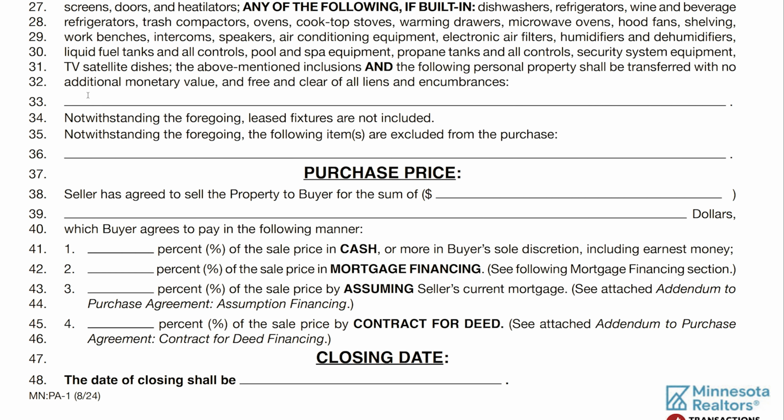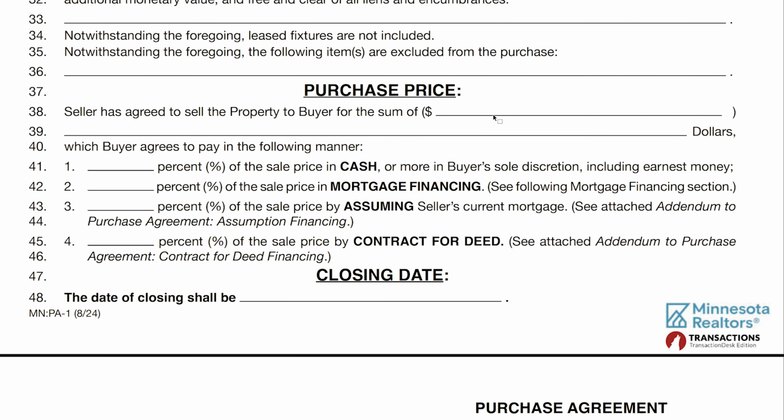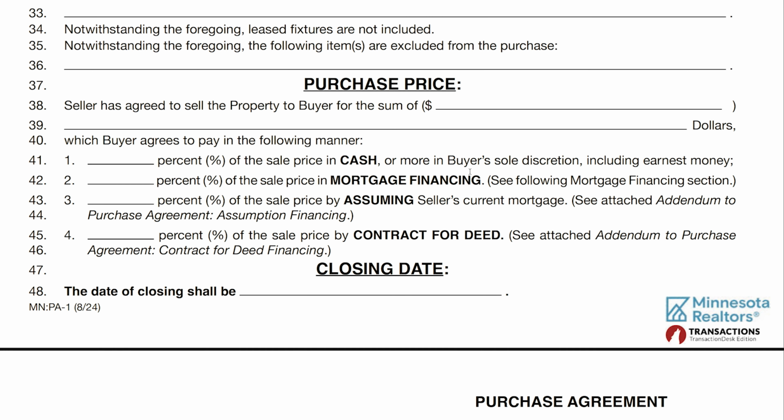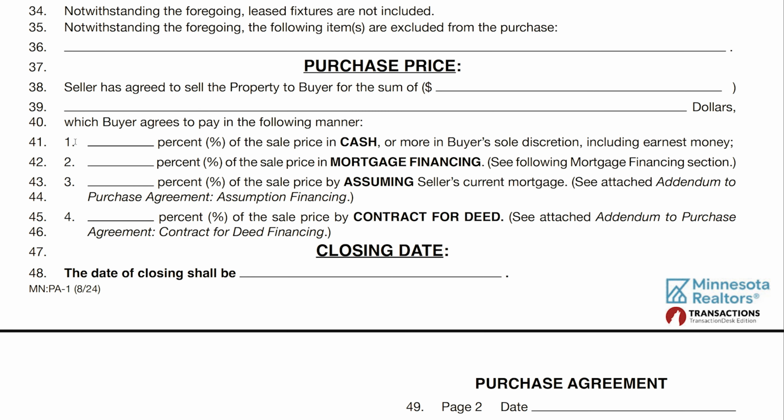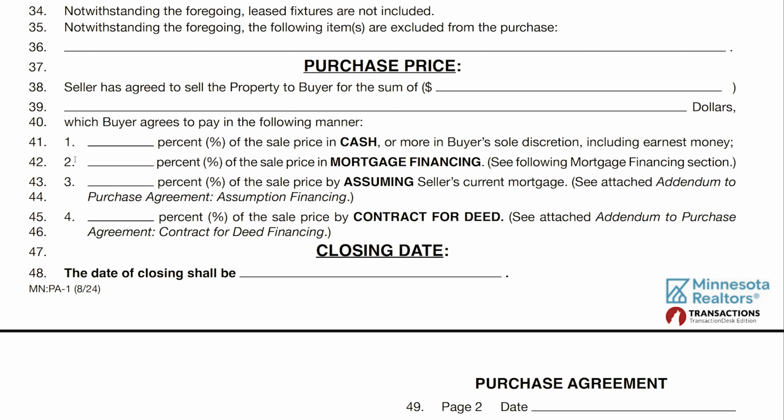Okay, so the next line here, probably after the date, the next most important line is going to be line 38. Seller has agreed to sell the property to the buyer for the sum of X number of dollars. This will be the purchase price. Line 41, percentage of sale price in cash. So this is going to be the down payment. Line 2 is going to be the amount that is going to be financed through the mortgage. So if you're going to do 20% down, 80% financing, line 2 would be 80%.